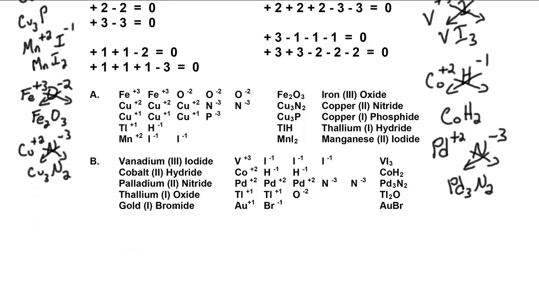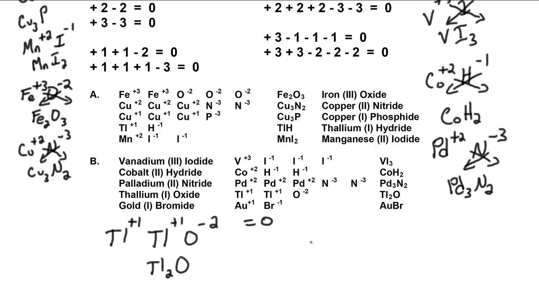Couple more here is thallium 1 oxide. Thallium 1, Tl with a +1. Oxide, it's got a -2 on it. So let's play our math equations. +1 -2, we have to get to 0, so we need another one of these thalliums in order to get to 0. So we have 2 of the thalliums and 1 of the oxides.